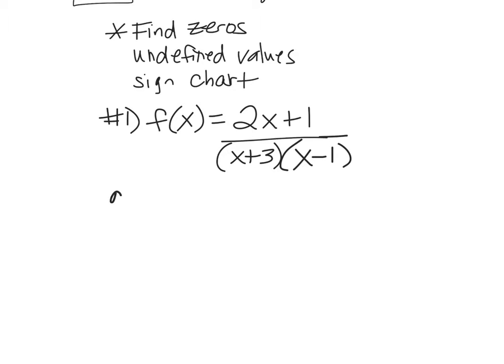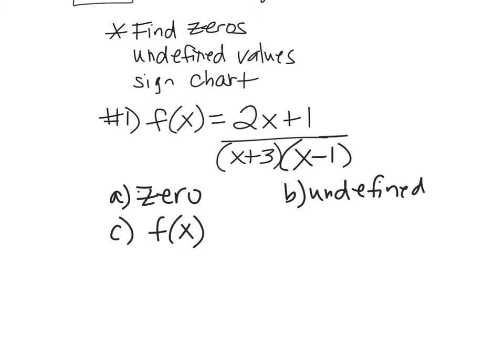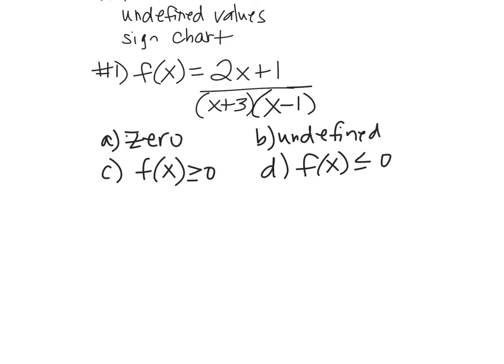We're going to determine the zeros, any zeros of our rational function. B, we want to find our values that are undefined, our undefined values. And then C, we're going to find out where this rational function is greater than or equal to 0, and then where this rational function is less than or equal to 0. We're doing polynomials on Friday. Okay, that's a lot.